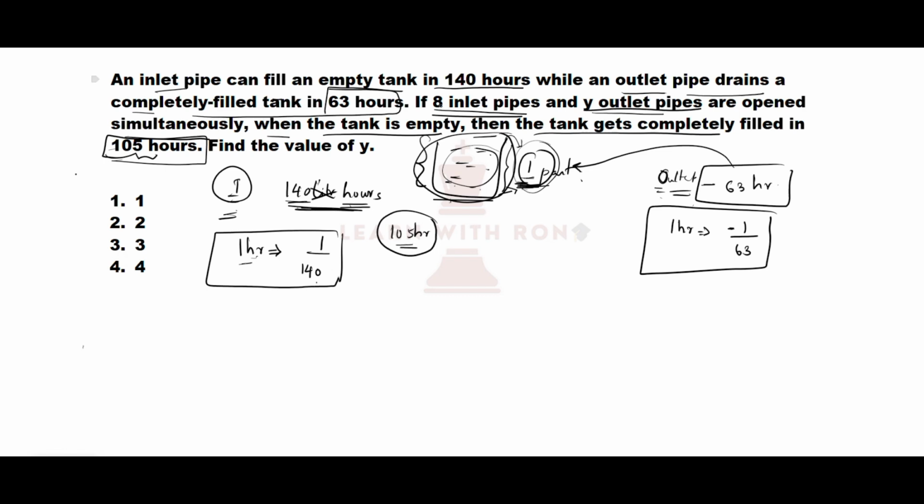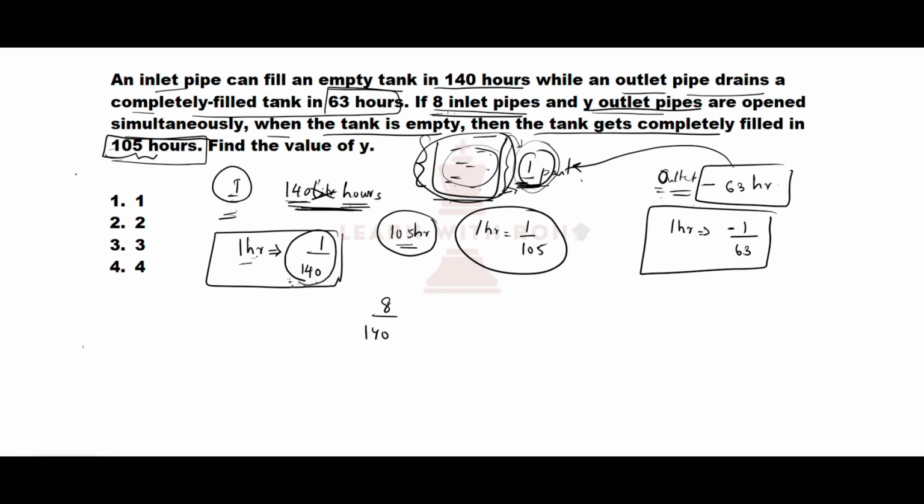105 is the time taken by the 8 inlet pipes and Y outlet pipes working simultaneously to fill this tank, which I assumed as one part. So in 1 hour how much part will it fill? 1 by 105 only, right? You got it? Now see, in 1 hour one inlet pipe can fill 1 by 140. 8 inlet pipes in 1 hour can fill 8 by 140 only, right? One inlet in 1 hour fills 1 by 140.